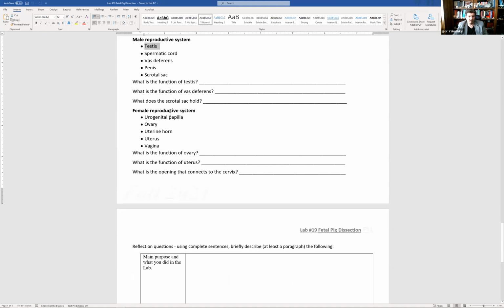Now, a female reproductive system, urogenital papilla, that's basically a second opening. There is an anus, and then the opening, then the ovary, uterine horns, uterus, and vagina. Vagina is kind of hard to see in the fetal pig, but basically, whenever you're opening the lower part of the body, there will be a kind of wavy lines, which are known as the uterine horns, and they will end up as the ovaries. So let's kind of take a look at that.